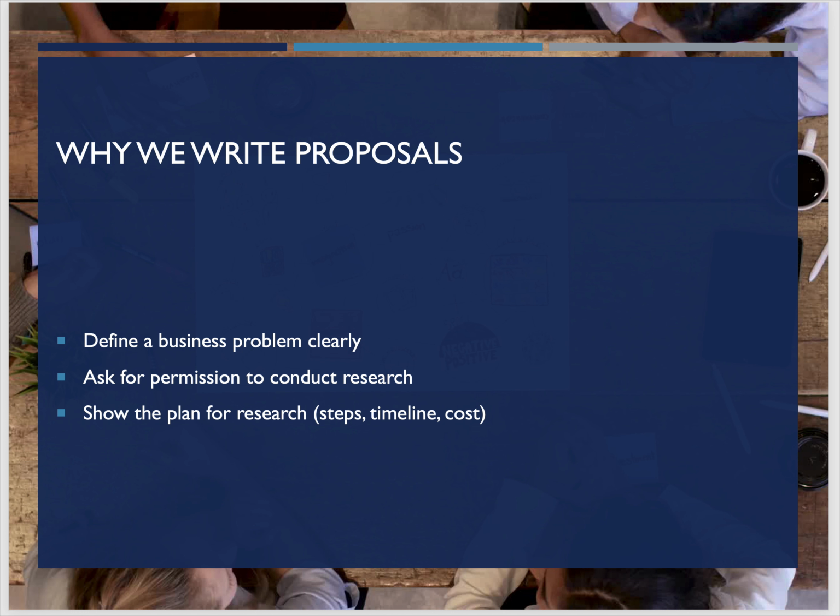So you are proposing, you're asking for permission. It's similar to when you want to get married and you propose to the person, which is basically asking them for permission to be their spouse, right? Hopefully that helps you understand what that word means. So you are asking for permission to conduct research. Why do you need to ask for permission?